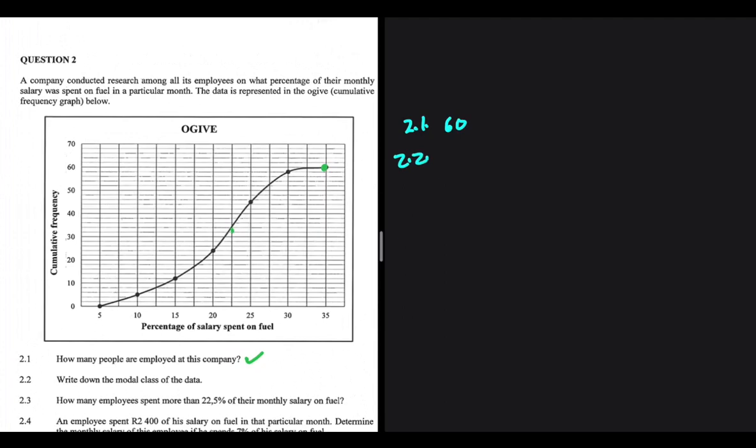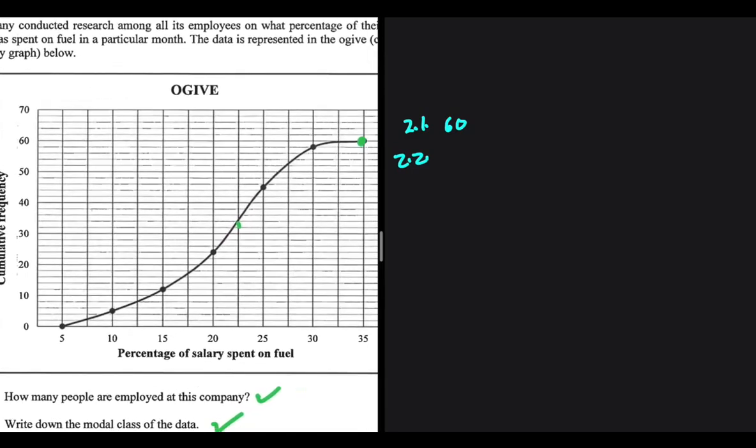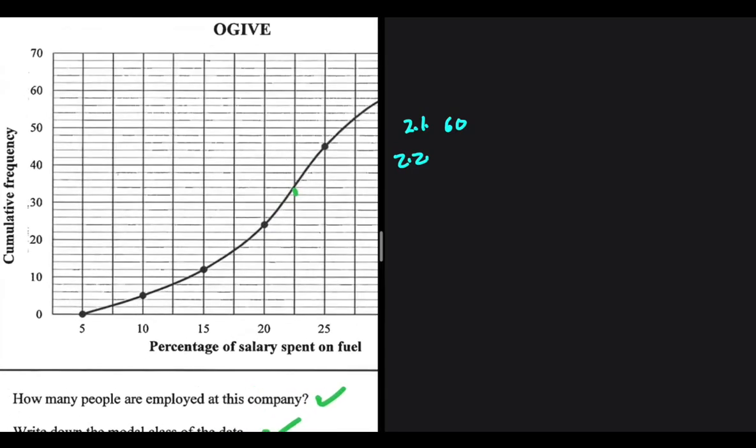Write down the modal class of the data. Well, let's read through our statement and see what is happening. A company conducted research among all its employees on what percentage of their monthly salary was spent on fuel in a particular month. The data is represented in the cumulative frequency graph below. Okay, so we're looking for the modal class of the data. The modal class is where we have the highest frequency. So let's go ahead and take a look at that.